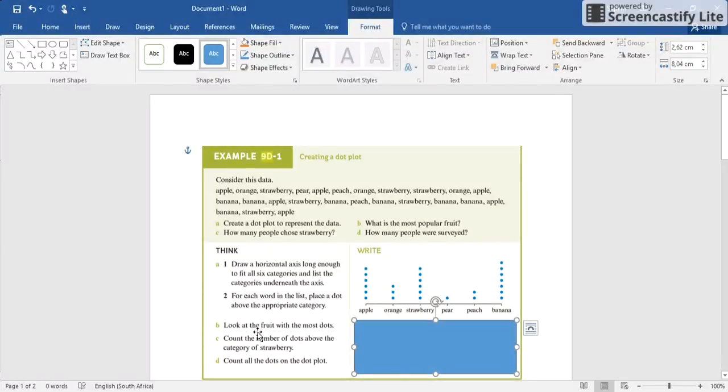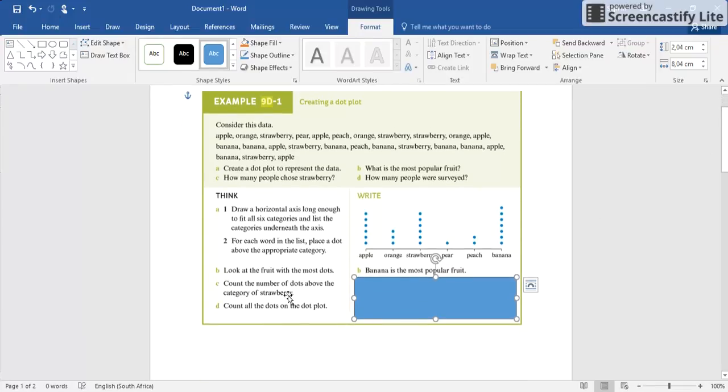Right, for B, it says, look at the fruit with the most dots. Which one has the most dots? Well, it looks like the bananas to me. Banana is the most popular fruit. It says, count the number of dots above the category of the strawberry. See how many people chose strawberry. So you would count the strawberry and 6 people.